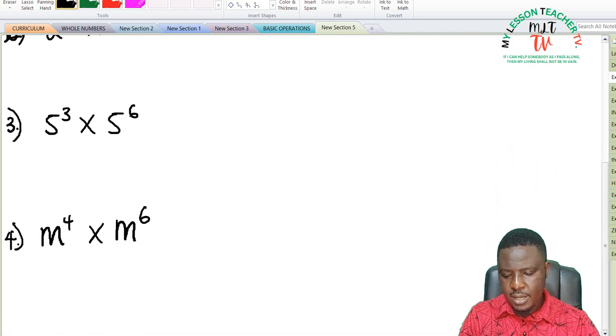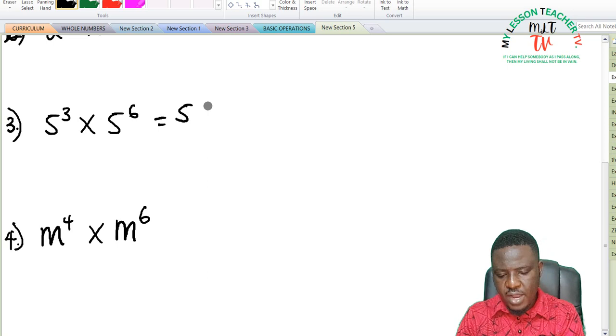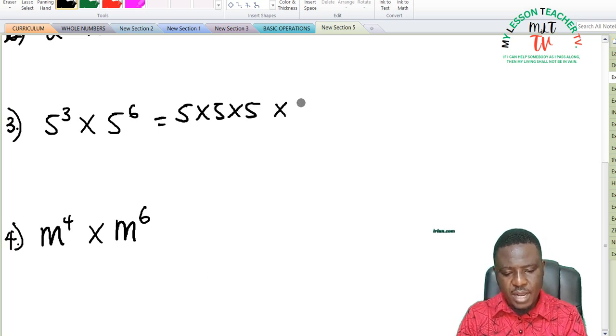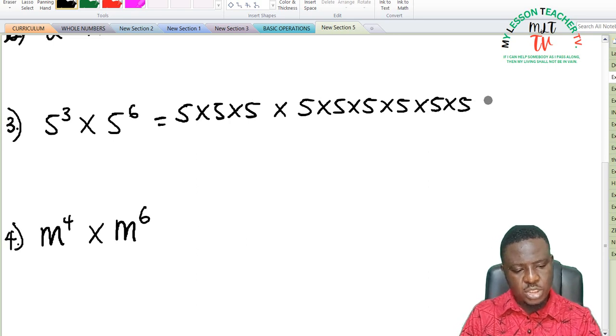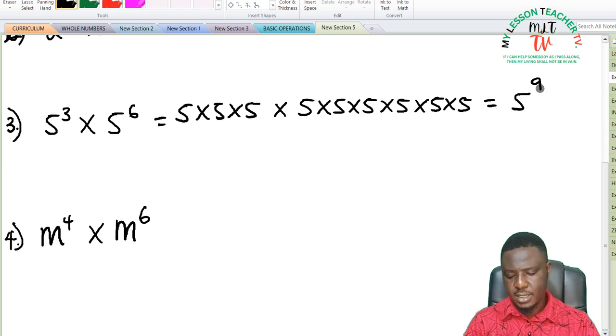Question 3. 5 cubed times 5 to the power of 6. This is equal to 5 times 5 times 5 to be multiplied by 5 times 5 times 5 times 5 times 5 times 5, which is equal to 5 raised to the power of 1, 2, 3, 4, 5, 6, 7, 8, 9. 5 to the power of 9.